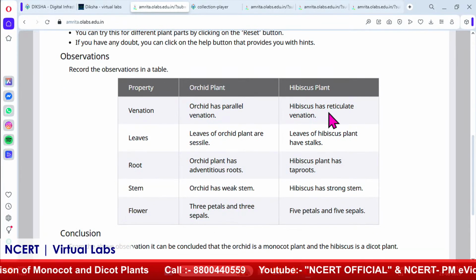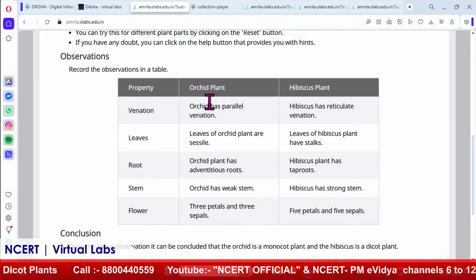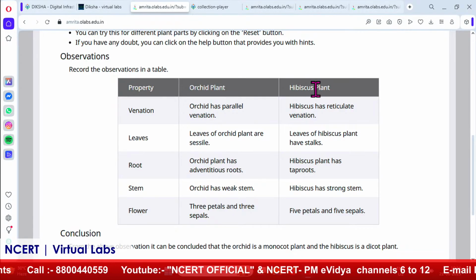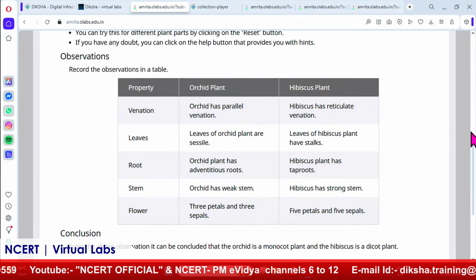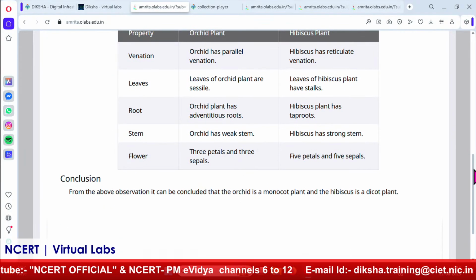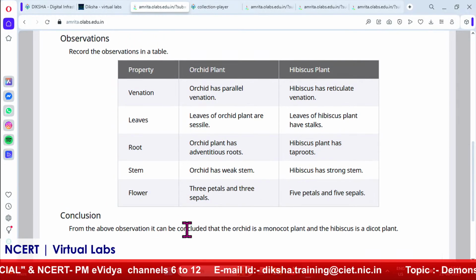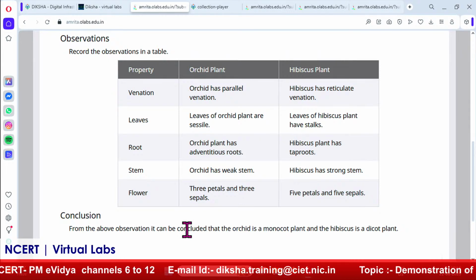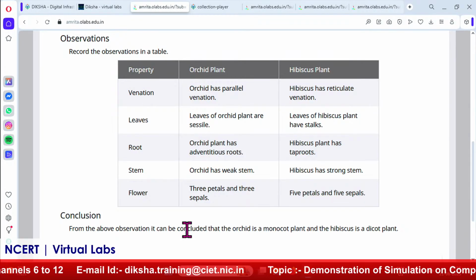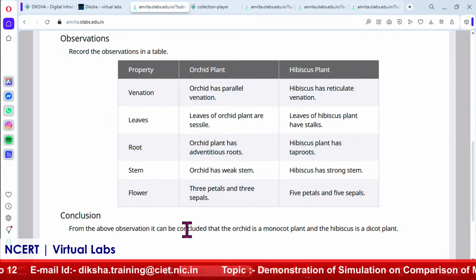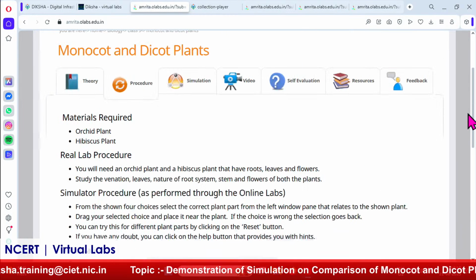So you can also draw an observation table in this way, that these are the features which you are noticing, and you can write the name of the plant which you are collecting and then write which plant has which particular feature. So this is how you can record your data, and once you record your data, then only you will be able to conclude that if I have collected a banana plant and a chickpea plant, so after comparing their features, then only I'll be able to say that banana plant is a monocot and the chickpea is a dicot plant. So let's move forward.